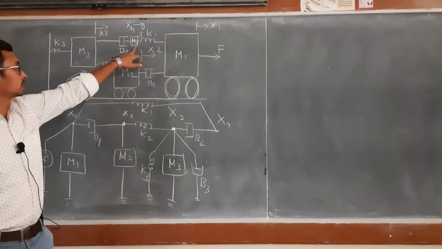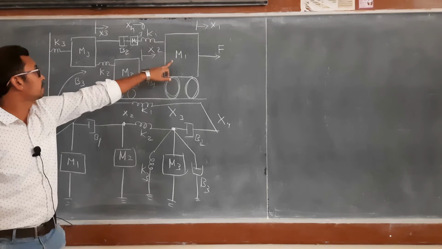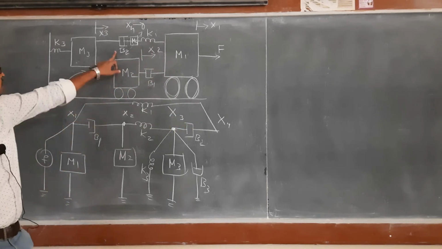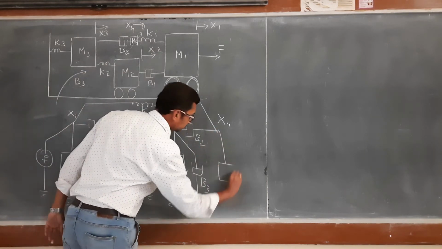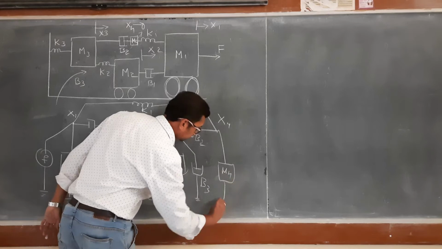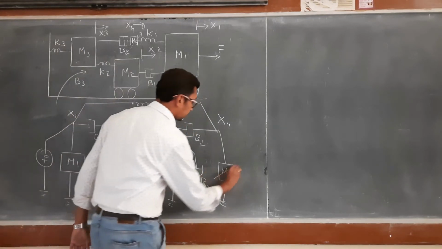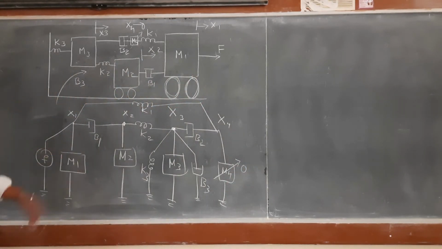Node number 4, what are the things there? B2 and K1. So K1 is between M1 and M4. It has already been represented. Next, B2 has also been represented. The only thing is the mass M4. So what is M4 equivalent to? It is equivalent to 0. Okay, so this is the mechanical network for the given system.